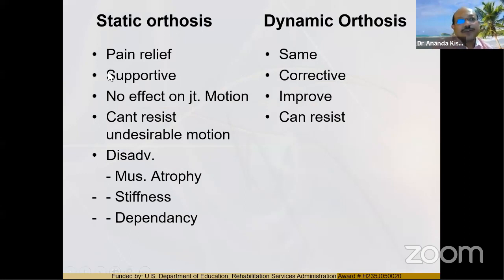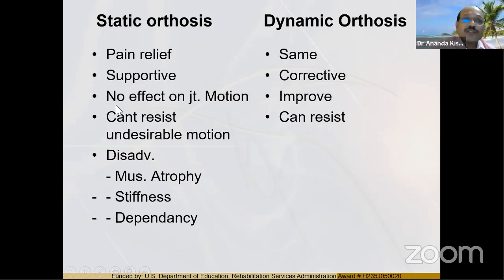Now, static orthosis. What are the functions of the static orthosis? Pain relief, supportive. It is both. It is a pain relief. Dynamic orthosis also causes pain relief. It is also supportive. It supports to relieve the pain. But if there is a deformity, then it can also correct the deformity. Suppose it is a wrist drop due to radial palsy. Dynamic orthosis is the orthosis of choice. How it helps for correction, I will come to later on.